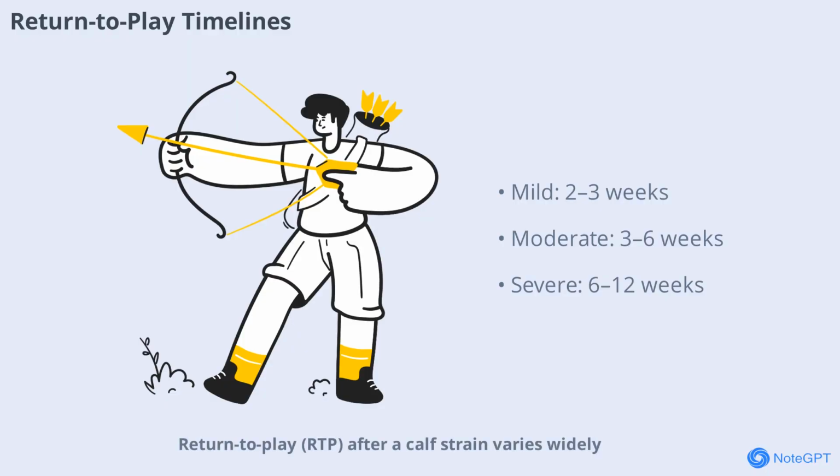Return-to-play (RTP) after a calf strain varies widely, from as little as 2 weeks for mild injuries to over 12 weeks for severe cases. Studies show that higher-grade injuries, especially those involving tendons or aponeuroses, are associated with longer recovery times. For example, grade 1 injuries may allow return in about 17 days, while grade 3 injuries can take up to 48 days or more. The mechanism of injury, such as high-impact running, and the presence of re-injury also influence RTP timelines.